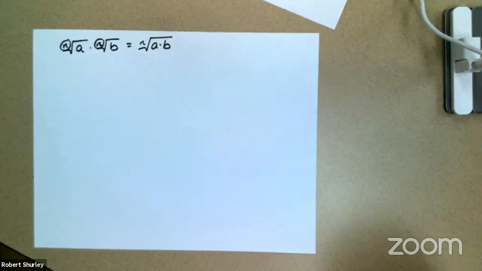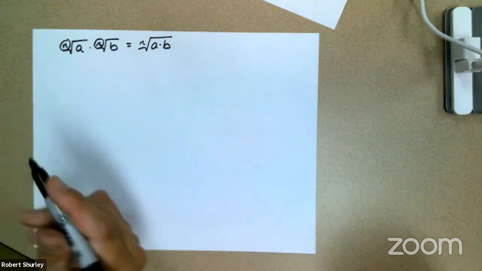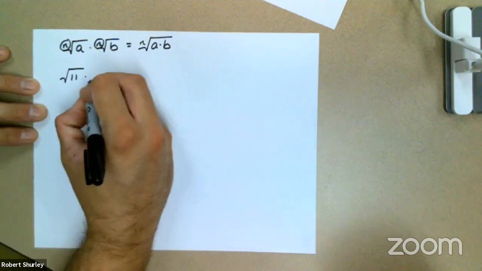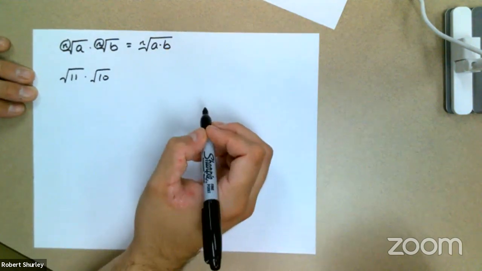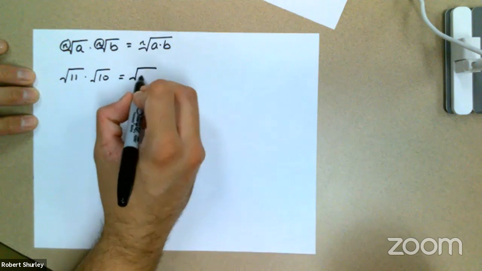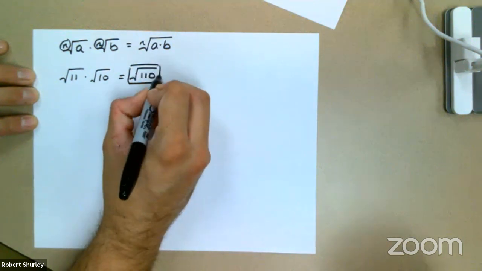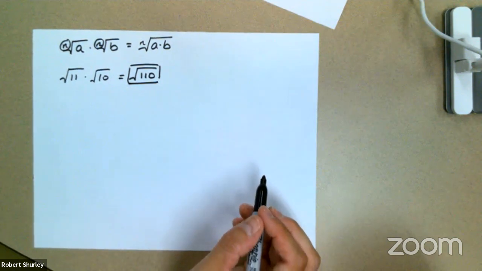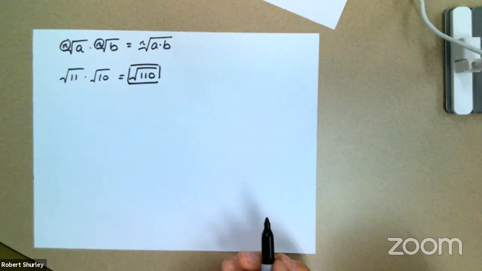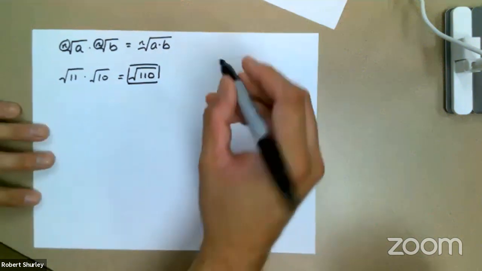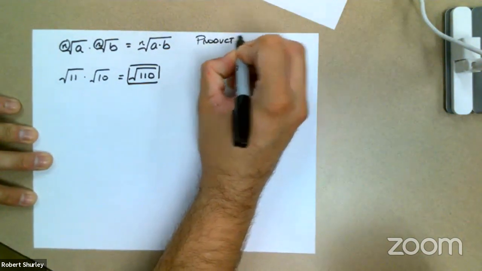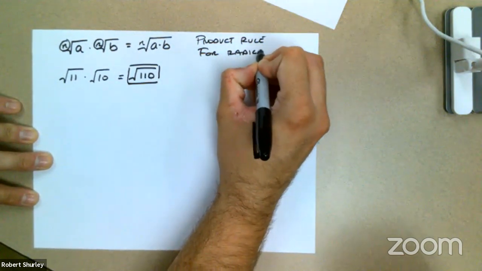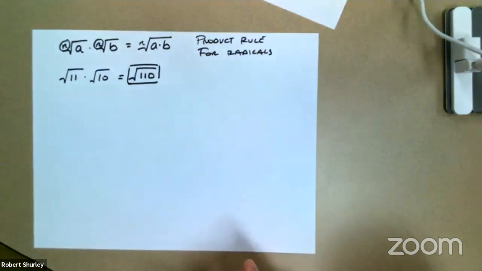So I'm going to steal an easy one in the book just to get you comfortable. Number 2 says if we've got the square root of 11 times the square root of 10, this would just be the square root of 110, okay? Just the square root of 110. Not a big deal. Let's give it the actual name that the book gives it: product rule for radicals.